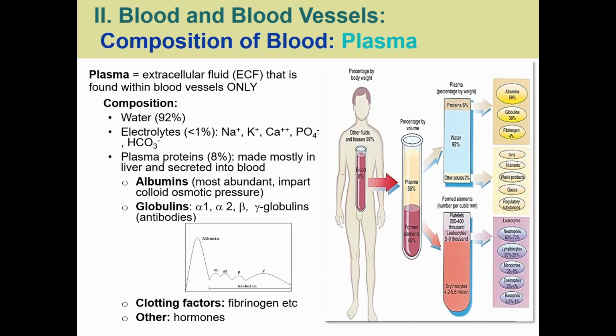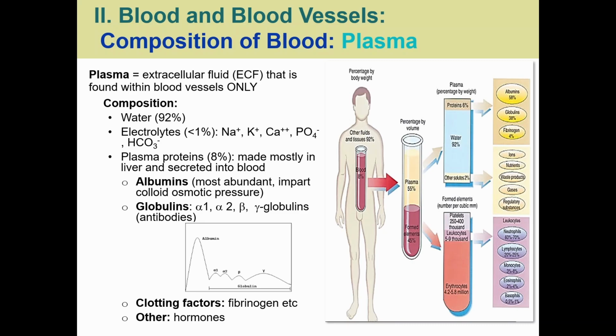But let's talk about plasma first. Plasma is going to be the extracellular fluid. It's the fluid outside of the cells that we find inside the blood vessels. Remember, plasma is just over half of any given amount of blood. Most of that plasma is water, 92%. And that makes sense when we think about how liquidy, how fluid blood is. And then mixed in that water, we have a handful of other things. We have electrolytes, which make up a fraction of a percent, things like sodium, potassium, calcium, phosphate, bicarbonate. These are all ions that we have there.